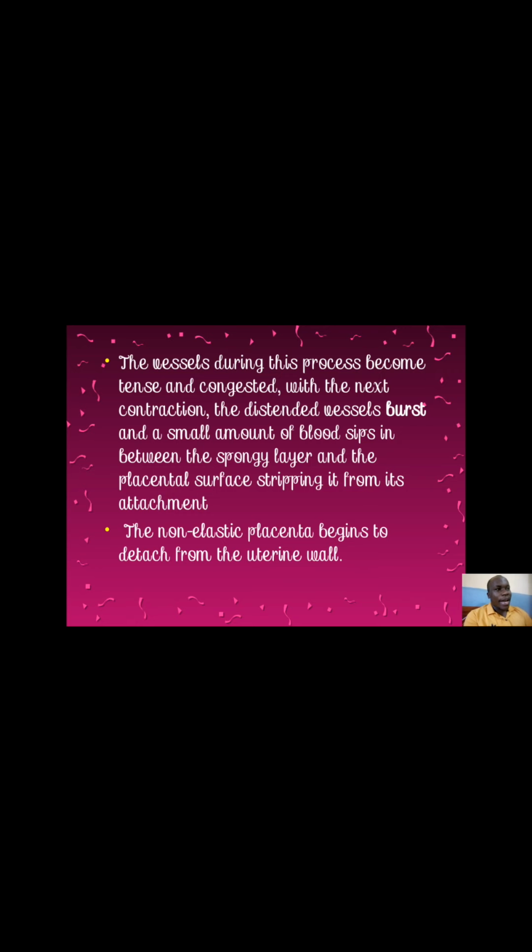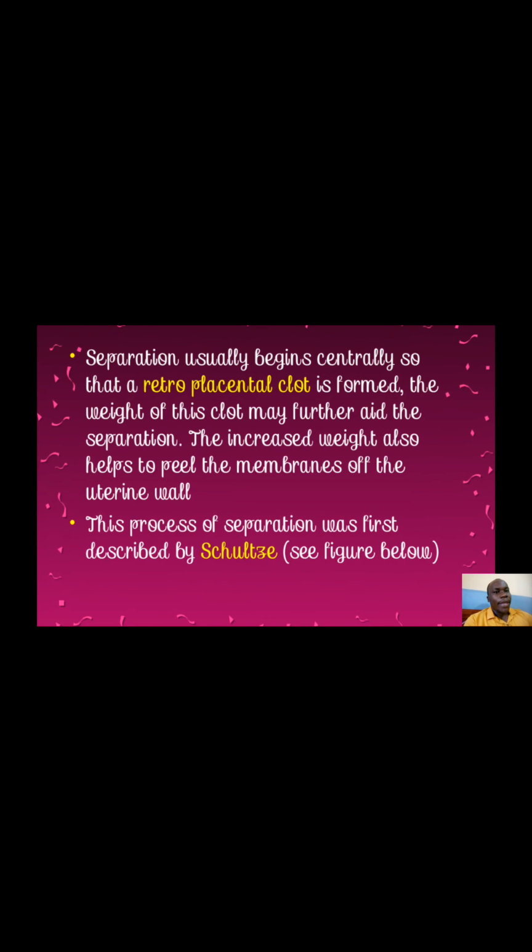Ndio maana mama baada ya kujifungua, placenta ikishatoka sign of placenta separation, mmoja hapo utaona kama kuna gushing of blood, blood like clot vinatoka. Kumbe vile vi blood clot ndio unakuta vinajitengeneza pale, ili viweze kuapply kama uzito fulani usaidie placenta iweze kuseparate from the uterus. Separation usually begins centrally so that retroplacental clot is formed.